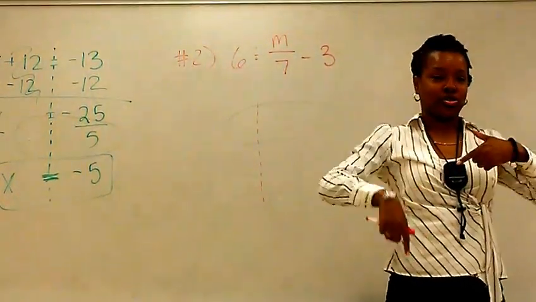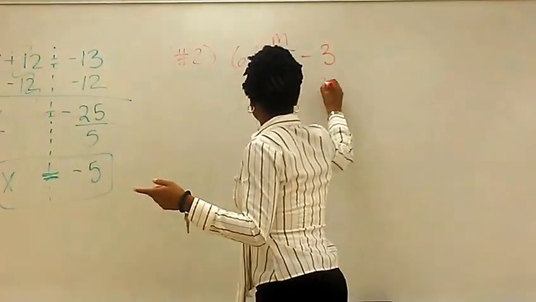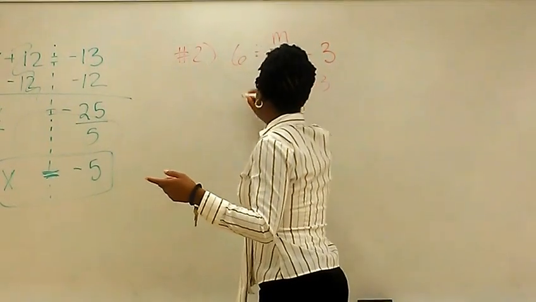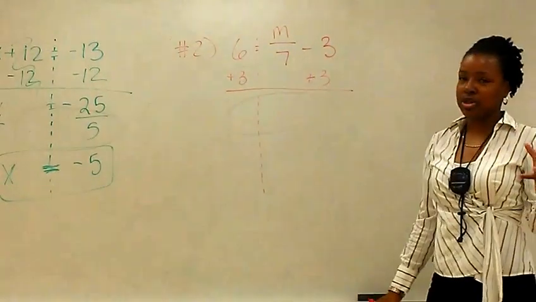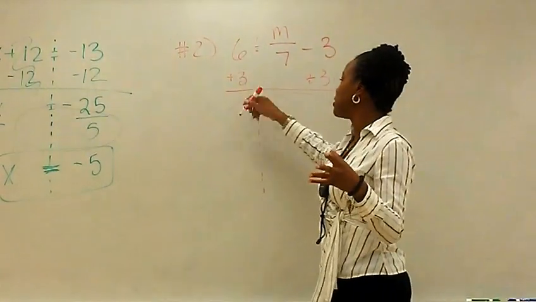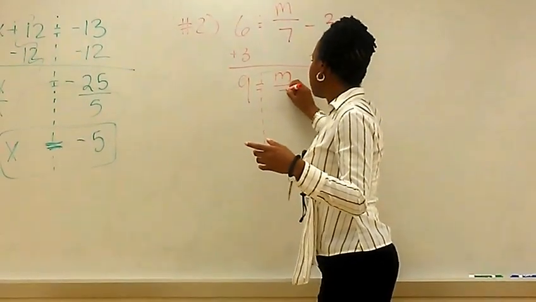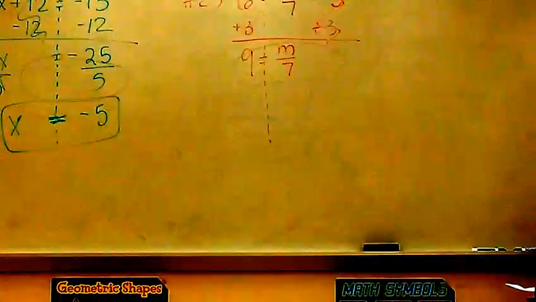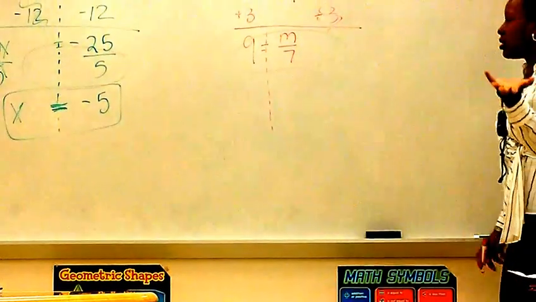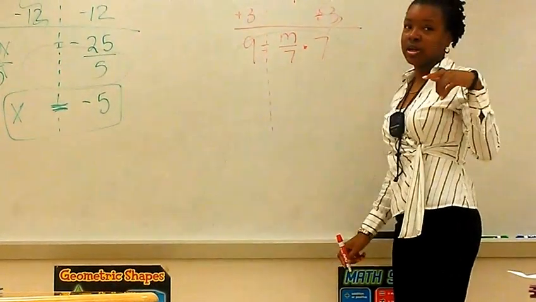So what are we going to do? We're going to add 3 first to both sides, right? If you forget that both sides, you're going to be in trouble. 6 plus 3 is 9. Bring down your m over 7. This cancels. Okay, so they divided by 7. You're going to multiply. Good. By what? 7. Good. 9, 9. That sounds funny, right? But people do that. That's why I know.